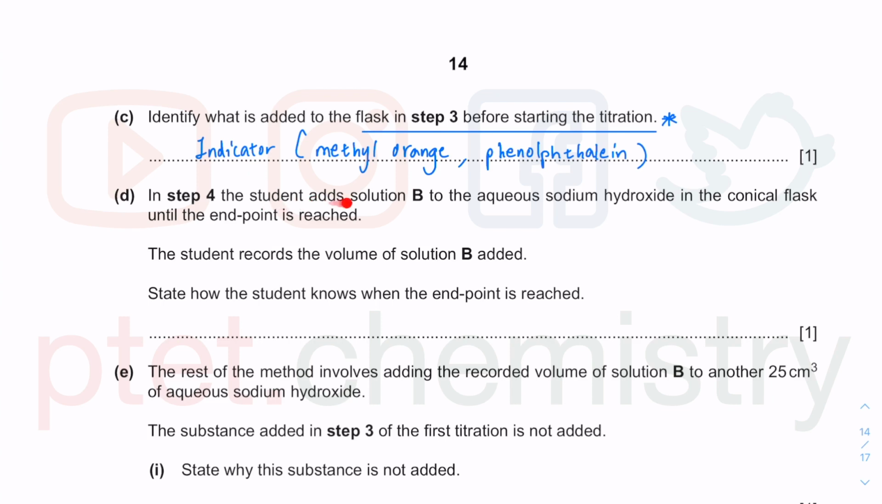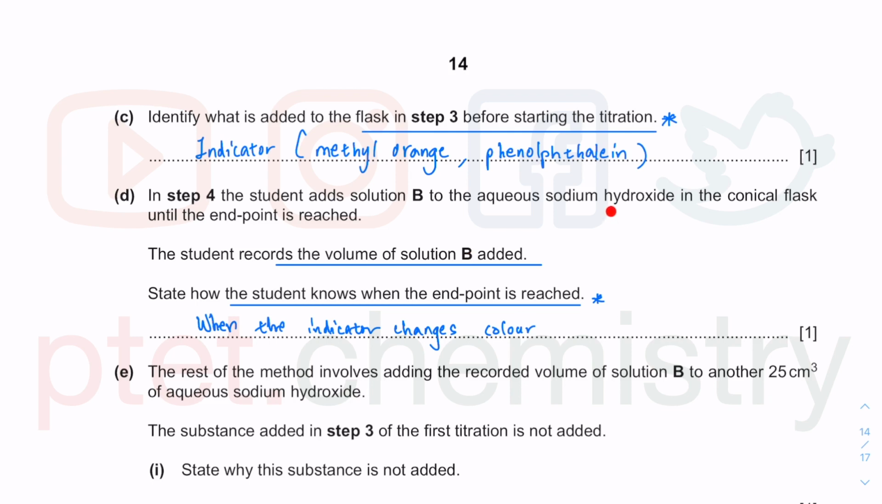In step 4, the student adds solution B to sodium hydroxide until the endpoint is reached. The student records the volume of solution B added. How does the student know when the endpoint is reached? Well, that's why we use an indicator, right? When the indicator changes color. Indicator is there for you to tell when you reach the end point, because the original solution B, dilute HCl, is colorless, and the aqueous sodium hydroxide is colorless. That's why we have an indicator to change color to tell us it's the end point.